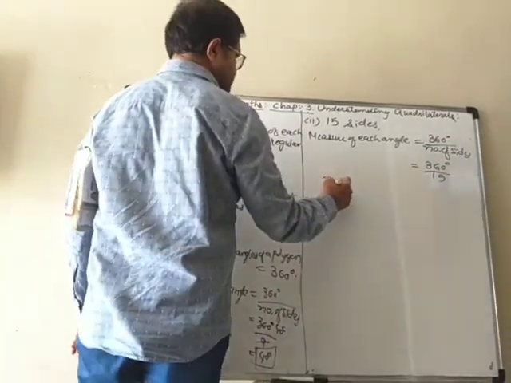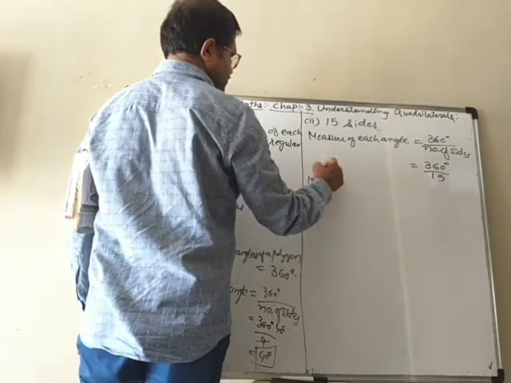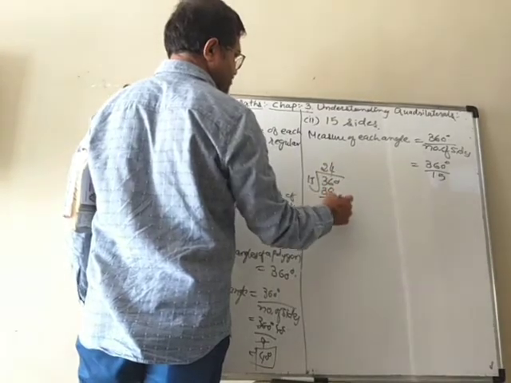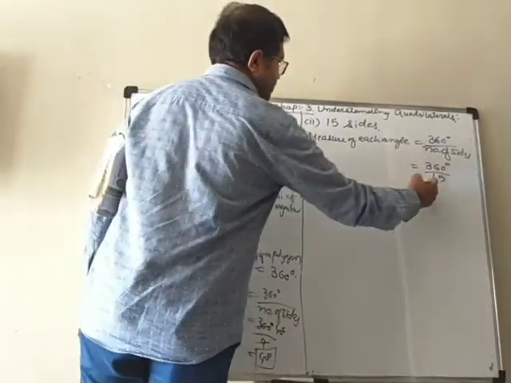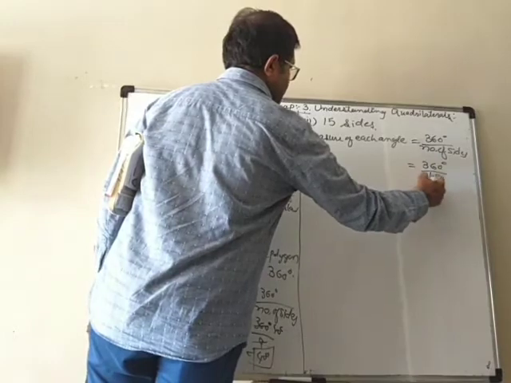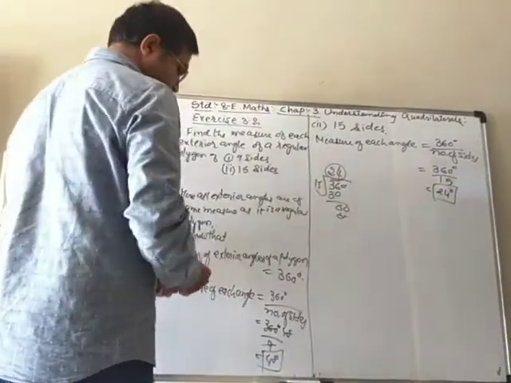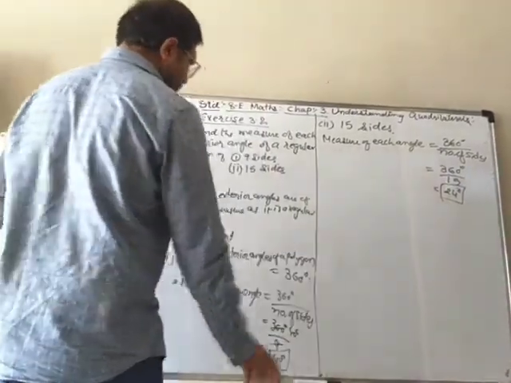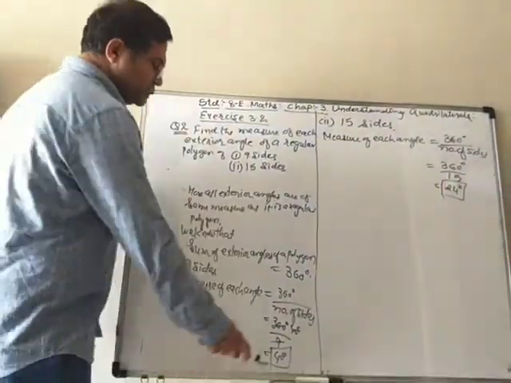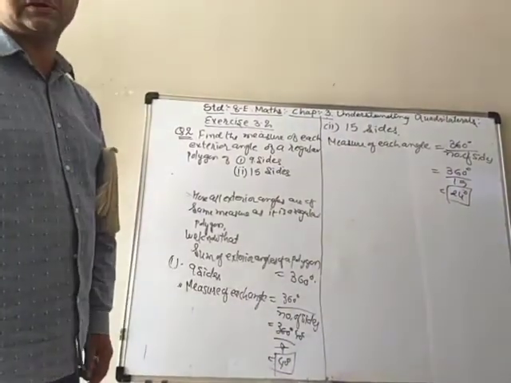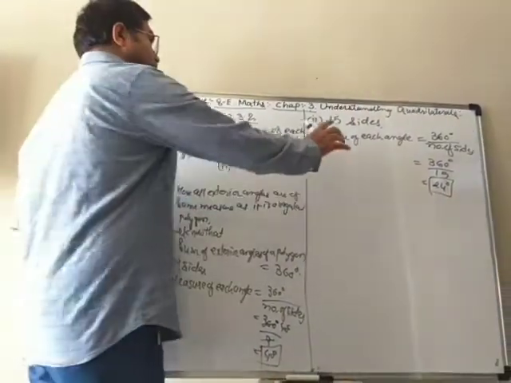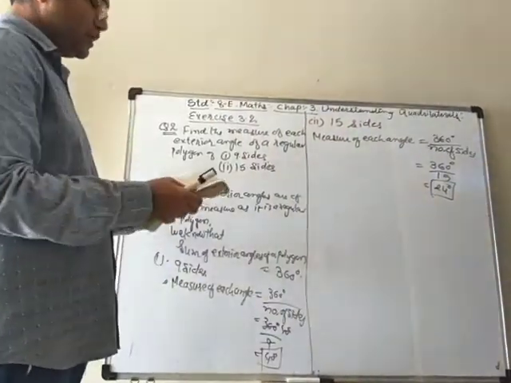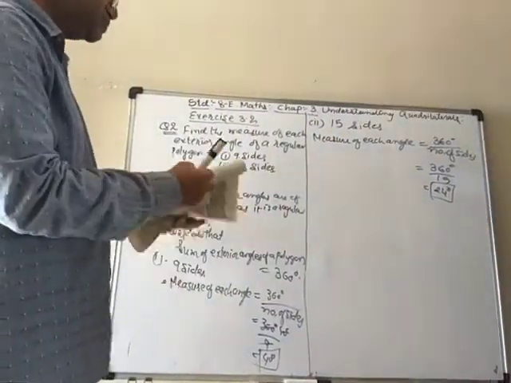If you divide 360 by 15, 15 twos are 30, 15 fours are 60, so the answer is 24 degree. So the second answer is 24 degree. It means that if it is a regular polygon of 9 sides, each exterior angle will be of 40 degree and each angle is of 24 degree when the polygon has 15 sides.